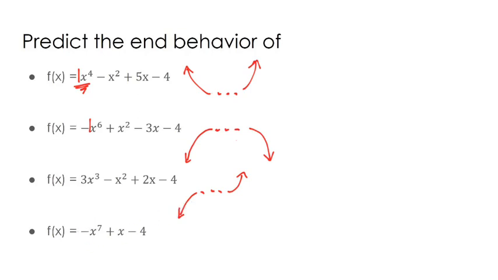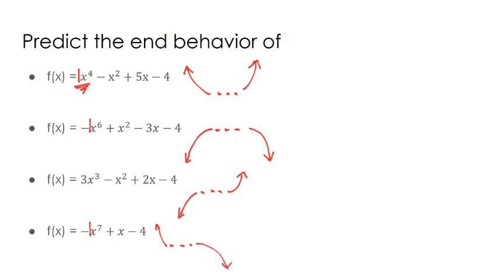And then lastly, in our last example, it looks like we have the odd exponent again, but with a negative leading coefficient. So this particular function is going to do this one here. It's going to start high, and then it's going to do some stuff, and then it's going to end low.